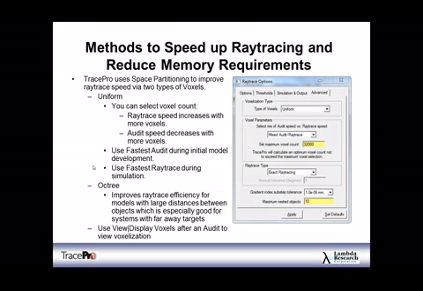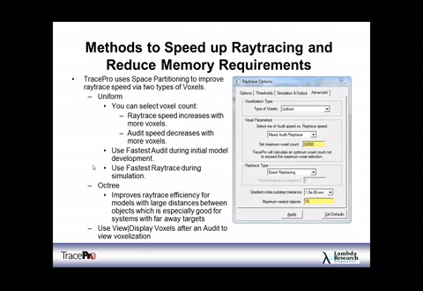When you do voxel count, you specify, things get a lot faster when you have more voxels because you have less surfaces in these 3D spaces. But the audit time, which is done every time you do a ray trace, increases with more voxels. It takes longer to write that list. So if you're just starting off, you can use fastest audit during initial model development and use faster ray trace when you're sure your model's correct and you're ready to ray trace large amounts of rays.